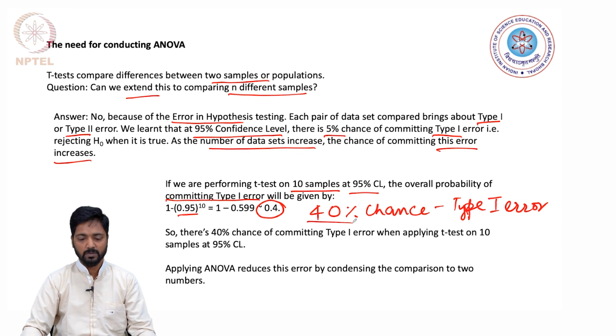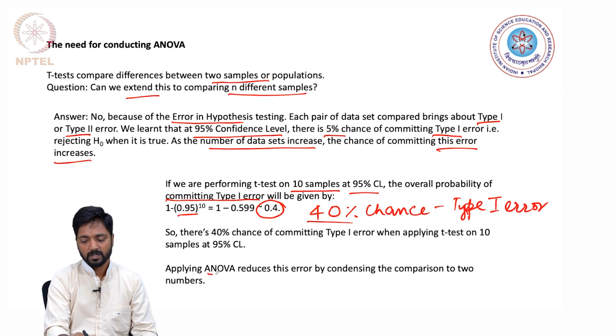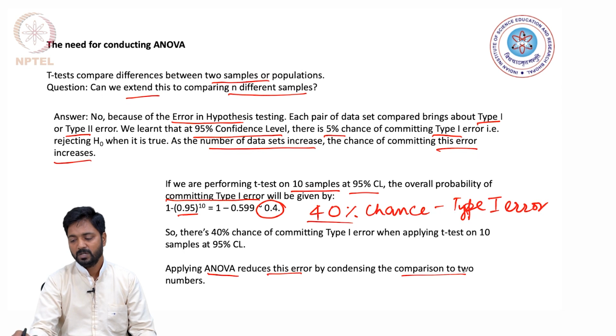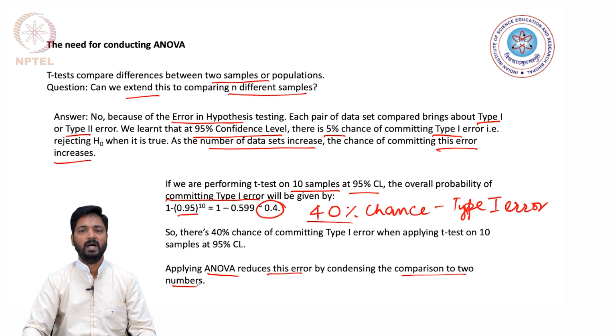This cannot be ignored, and that is the reason why we need to apply ANOVA in such cases, because applying ANOVA reduces this error by condensing the comparison to two numbers. We will see as we proceed through the lecture how this is done and what results we obtain through analysis of variance.